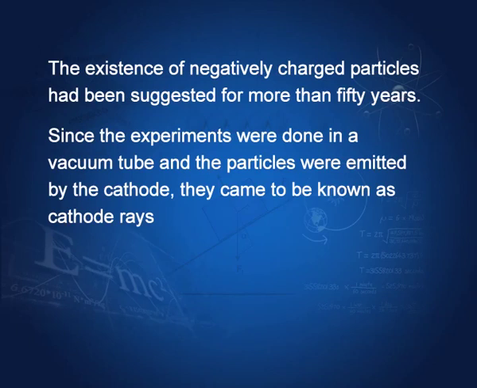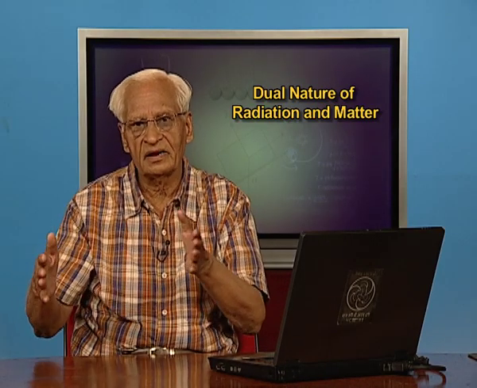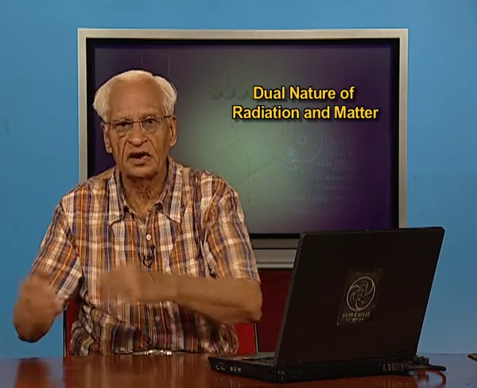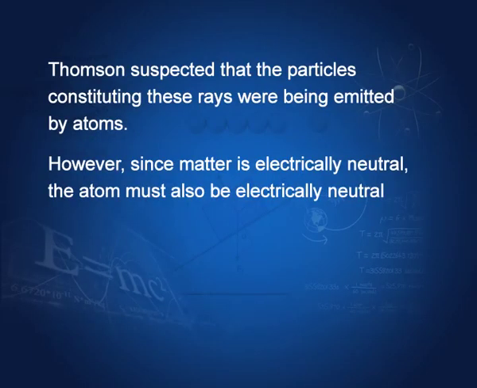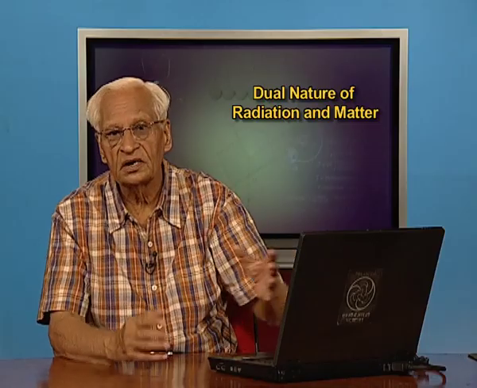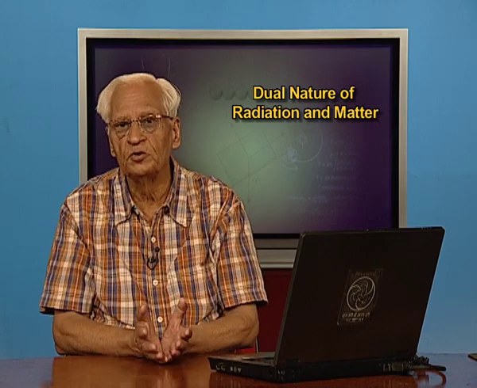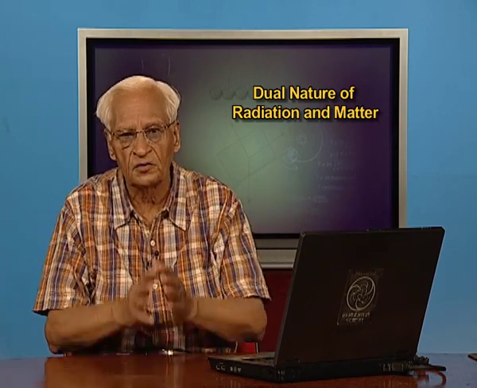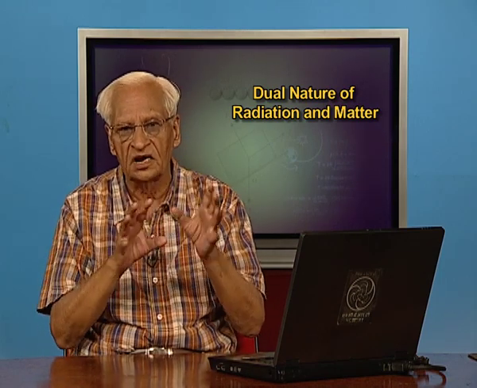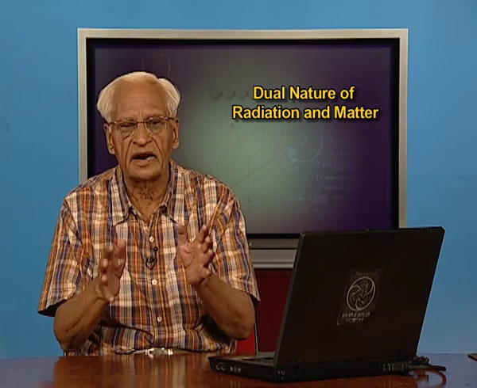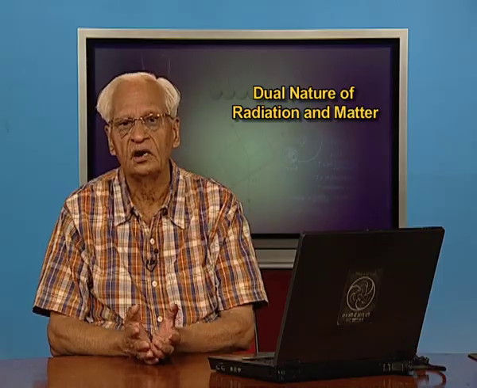He was working on the cathode rays. Why are these called cathode rays? Because most of these experiments were done with vacuum tubes, and there was a cathode to which the electrons were attracted, and therefore they were known as cathode rays. Cathode rays are actually electrons. Thomson suspected that these electrons come from atoms. But he knew also that atoms are neutral, because matter as a whole is neutral, therefore atoms must also be neutral. So, he thought that electrons and the positive charge must be mixed in some way so that the atom as a whole is neutral.